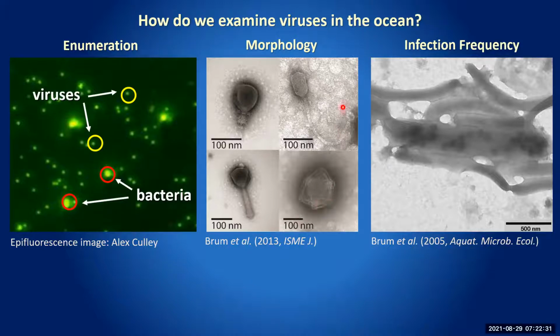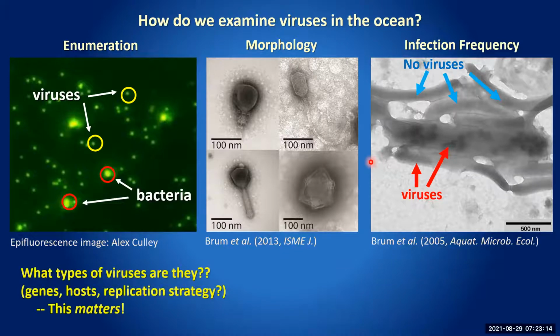I can also use electron microscopy to look at the morphology of viruses in the samples. I can see that viruses come in various different shapes and sizes, some with tails, some without tails. And I can also use electron microscopy to examine the infection frequency of bacteria in these samples. So here I'm showing different types of bacteria right there. You see those bacteria have no visible viruses within them, whereas these bacteria right here clearly contain visibly replicating viruses. So we can do all of these things to examine viruses in the ocean.